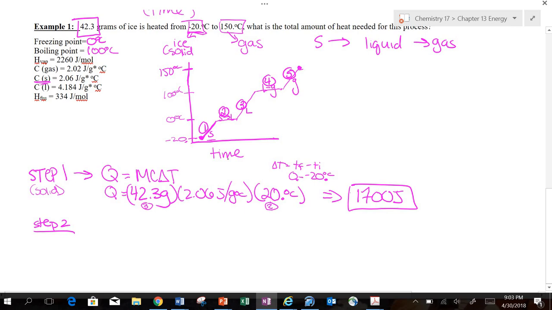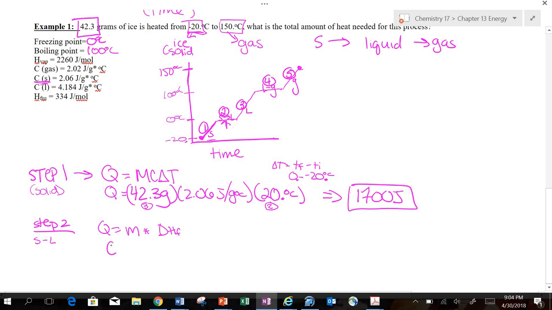All right, so step 2 right here. It's going from solid to liquid, and we know that's melting. We're not changing temperature, so we're not using Q equals MCΔT. We're going to use Q equals M times our heat of fusion, because remember, heat of fusion is going from a solid to a liquid.